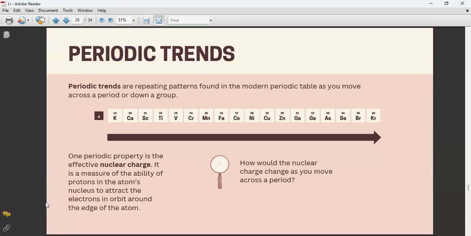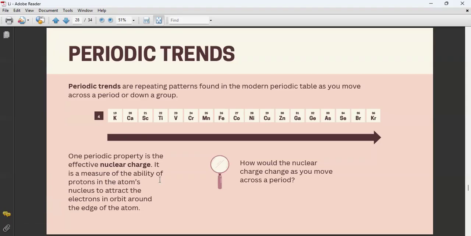Moving forward, let's move on to the periodic trends which we see in the modern periodic table. So now periodic trends are repeating patterns found in the modern periodic table as you move across the periods or down a group. When you move across a period from left to right or down a group from top to bottom, what changes do you see here?